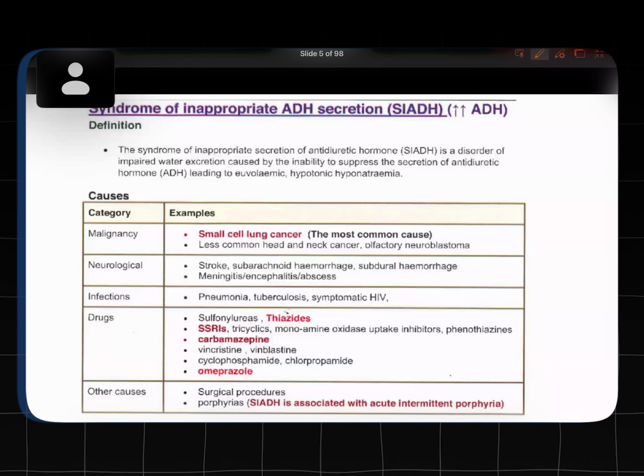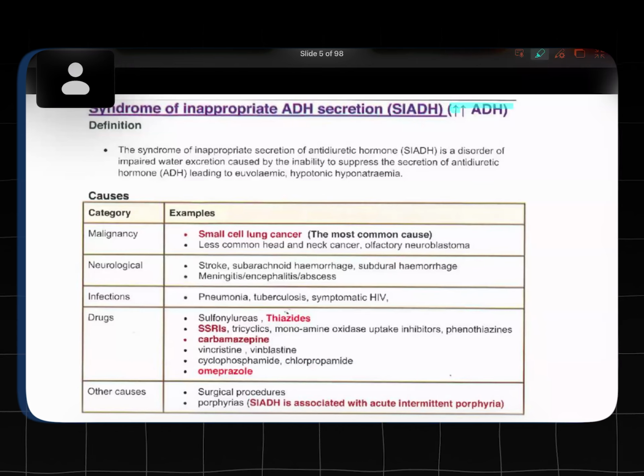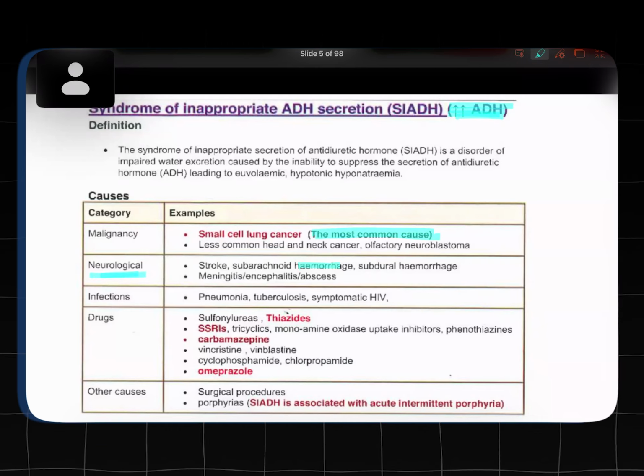So the next question is SIAD, syndrome of inappropriate antidiuretic hormone release. So that is increased ADH. The ones marked in red have already appeared in the exam. The most common cause is small cell lung cancer. The other common causes are other cancers. It can be following a neurologic condition, which can be a hemorrhage, meningitis, or other CVA, that is cerebrovascular accident. Similarly, tuberculosis and HIV can also cause it.